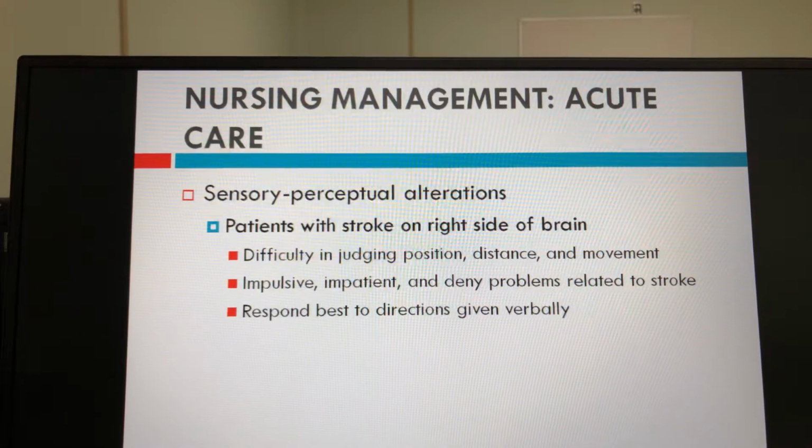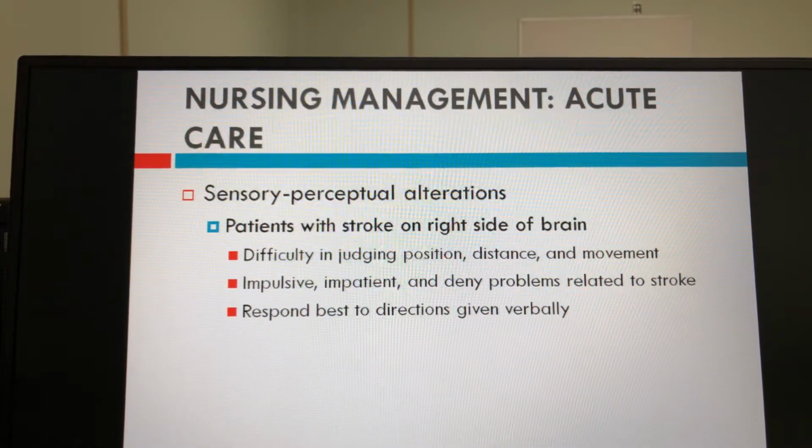One-sided neglect is common for people with right brain stroke. So we may have to assist or remind the patient to dress the weak or paralyzed side or shave the forgotten side of the face.